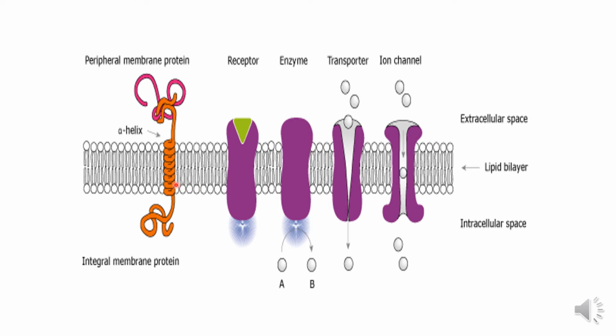These are the various proteins that are found in the phospholipid bilayer. So this is the peripheral protein, this is the integral protein, these are receptors, enzymes, transporters, ion channels. All these are different types of proteins that are present in the phospholipid bilayer, and these help in transportation of ions and molecules from one side to the other, and if they are enzymes they may also catalyze reactions.